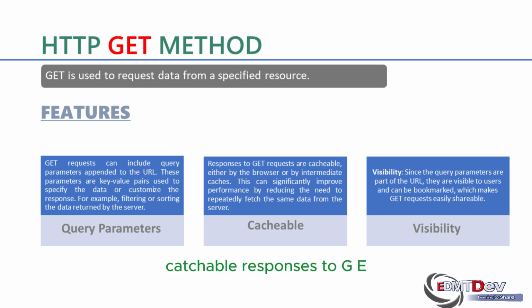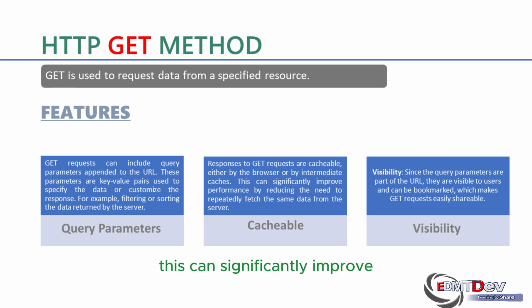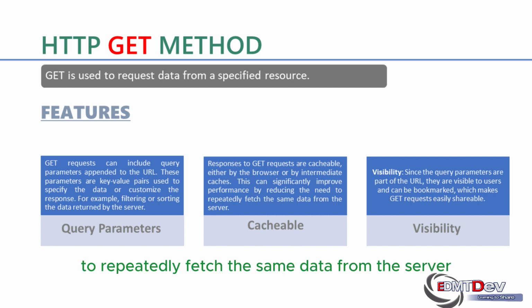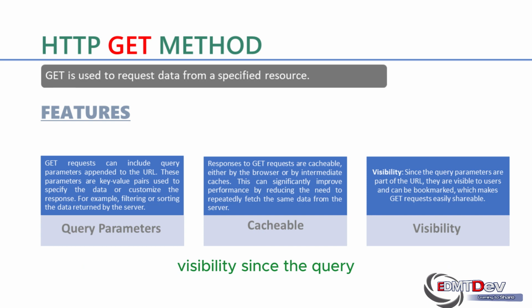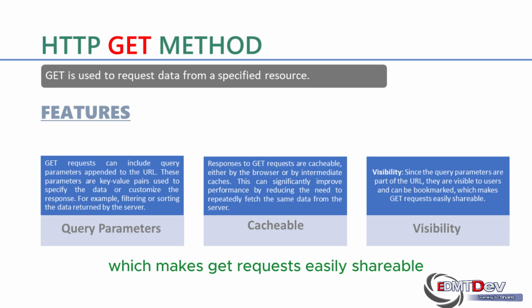Cacheable. Responses to GET requests are cacheable, either by the browser or by intermediate caches. This can significantly improve performance by reducing the need to repeatedly fetch the same data from the server. Visibility. Since the query parameters are part of the URL, they are visible to users and can be bookmarked, which makes GET requests easily shareable.